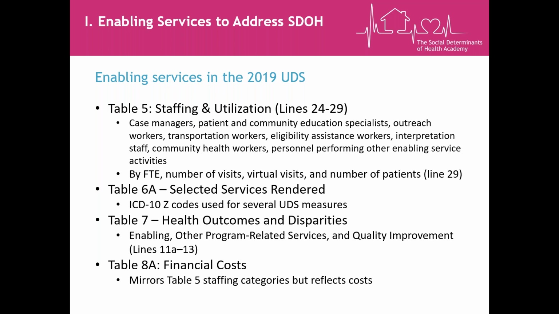So just quickly, here are ways in which the UDS reflects these kinds of data that might be collected through a tool like PREPARE. In staffing, the two traditional tables are the staffing utilization Table 5 and financial costs in Table 8A, where we're always documenting number of FTEs and visits by these different types of enabling services, such as case managers, health education and community outreach, transportation, eligibility assistance, and interpretation, the traditional enabling services areas.